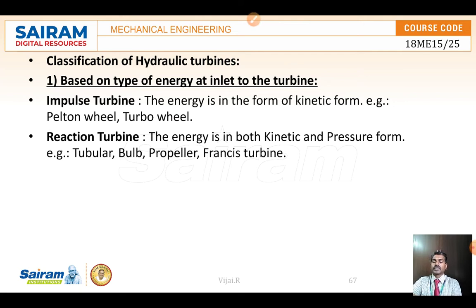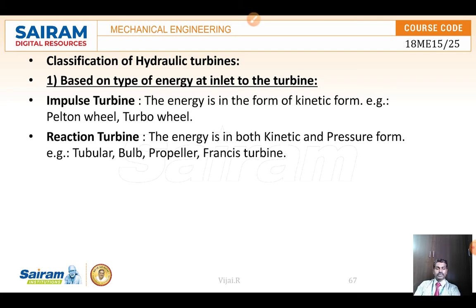Now the classification of turbines, let us see how many classifications there are. First, based upon the energy at the inlet of the turbine, because the turbine blades are rotated with the help of the water flow, and according to how the water flows, we divide turbines into impulse turbine and reaction turbine. It depends on how the water hits the turbine blade. In an impulse turbine, the energy is in kinetic form, where the water hits the turbine directly. We call it a Pelton wheel turbine.